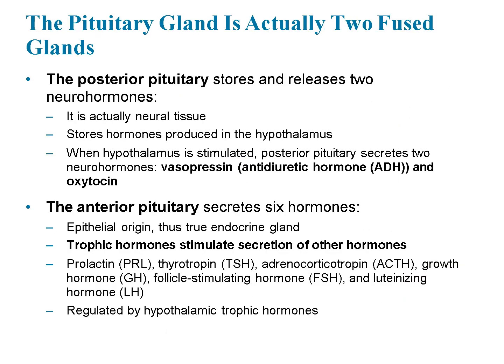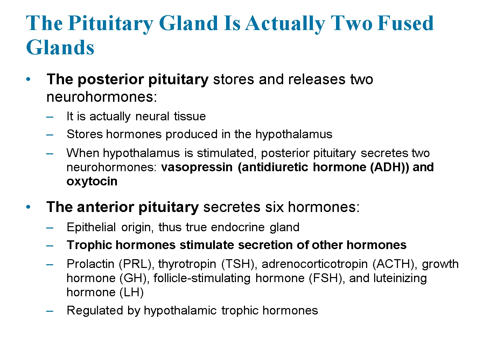The posterior pituitary stores and releases two neurohormones. It is neural tissue and stores hormones produced in the hypothalamus. When the hypothalamus is stimulated, the posterior pituitary secretes vasopressin, also known as antidiuretic hormone, and oxytocin.